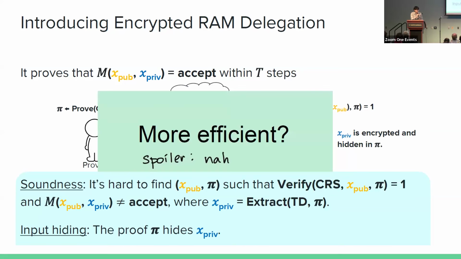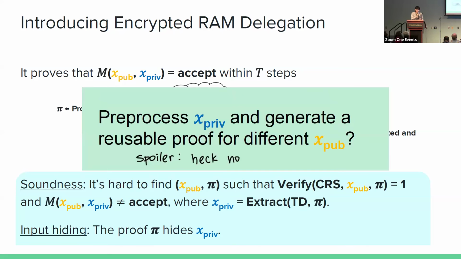And we can push this scheme a bit further, and we can actually make it more efficient under the following scenario. Consider that the prover is going to send multiple proofs under a single private input paired with multiple public inputs. And we can actually let the prover preprocess X private and generate a reusable proof for different public inputs.